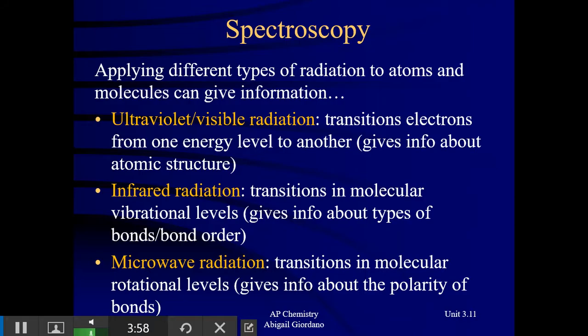And as I said, we're going to talk more in detail about the electromagnetic spectrum and the characteristics of waves. We're going to talk about that a little bit more in our next lesson.